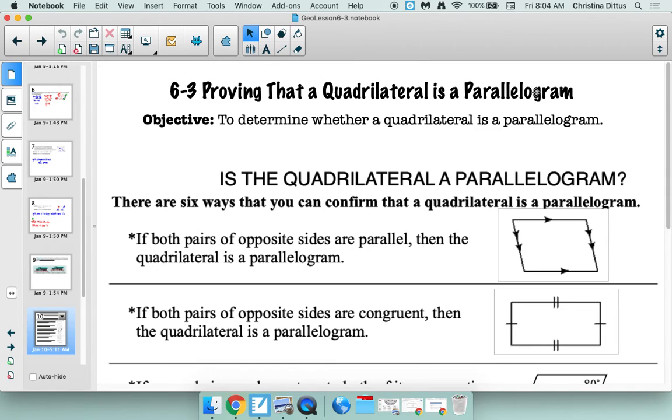Shape is a parallelogram. So, quick review of all of our properties of parallelograms. Opposite sides are parallel. You need to have both pairs to prove it's a quadrilateral. So we've got to have these parallel and these parallel. So you need both in order to say it's a parallelogram.